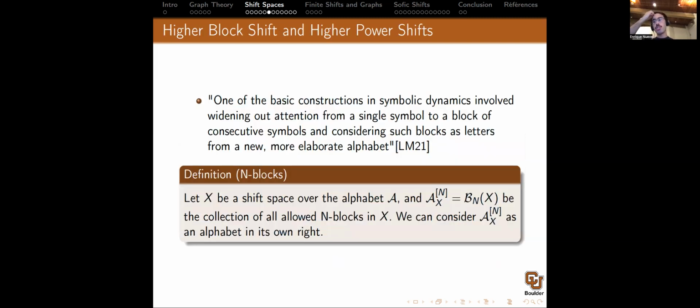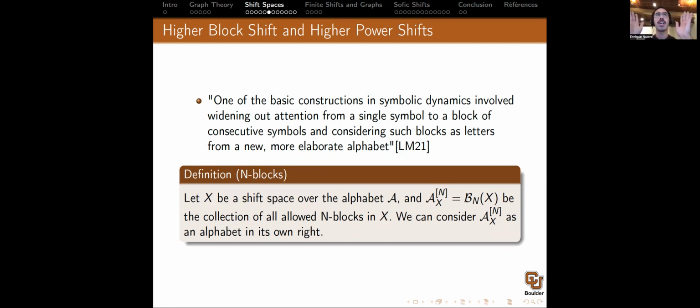Here are some more operations we need to introduce so that we can get some of the further results. We're going to introduce an idea called n-blocks. Let X be a shift space over the alphabet A, and let B_n(X) be the collection of allowed n-blocks in X. We consider B_n(X) as an alphabet in its own right.